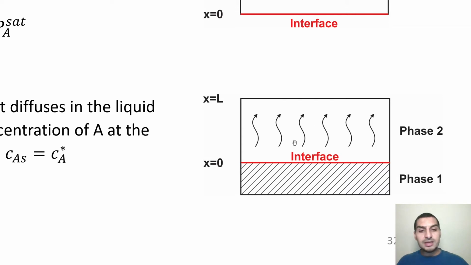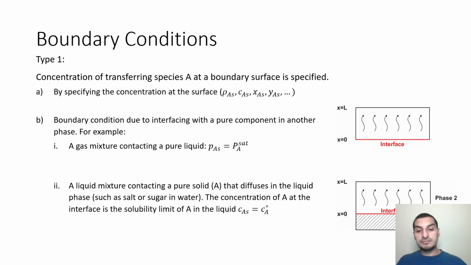So we can tell that the concentration of sugar at the interface, which is the surface that is touching sugar from one side and touching the water from the other side, is going to be the maximum value, the maximum positive value of the concentration of sugar in water, which is the maximum solubility, or we call it the solubility limit, and we give it a symbol C_A star.